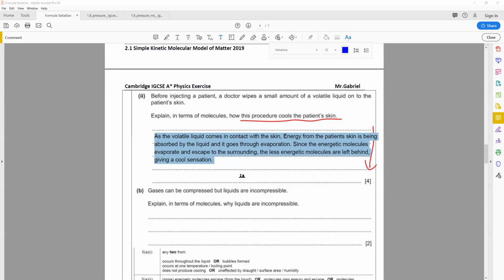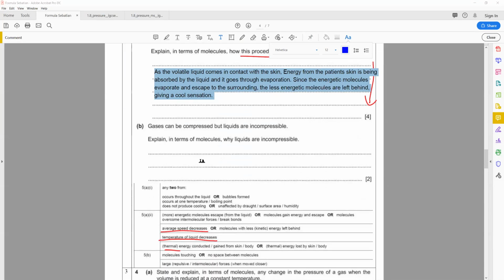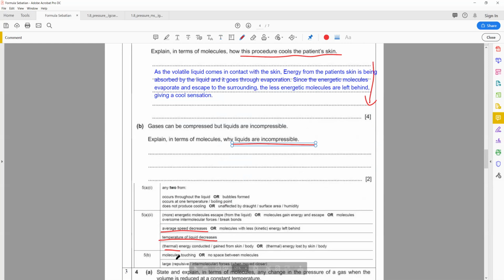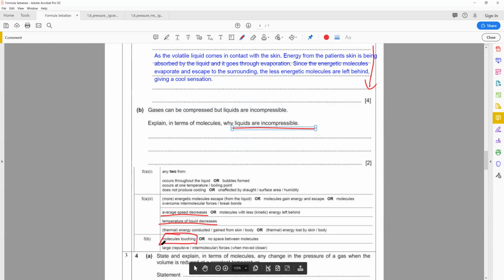Okay. Then after that, I don't want to explain this answer again. It's basically the same thing repeating over and over again. Gas can be compressed, but liquids are incompressible. Explain in terms of molecules why liquids are incompressible. It's because liquids are already touching each other. The molecules are already touching each other.